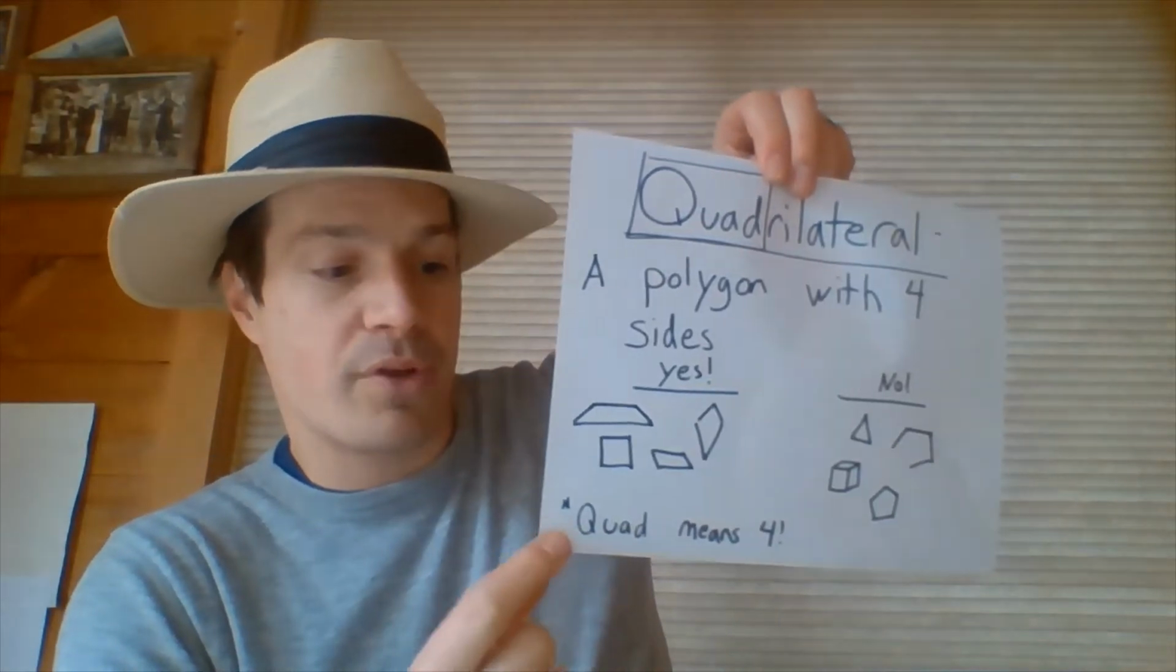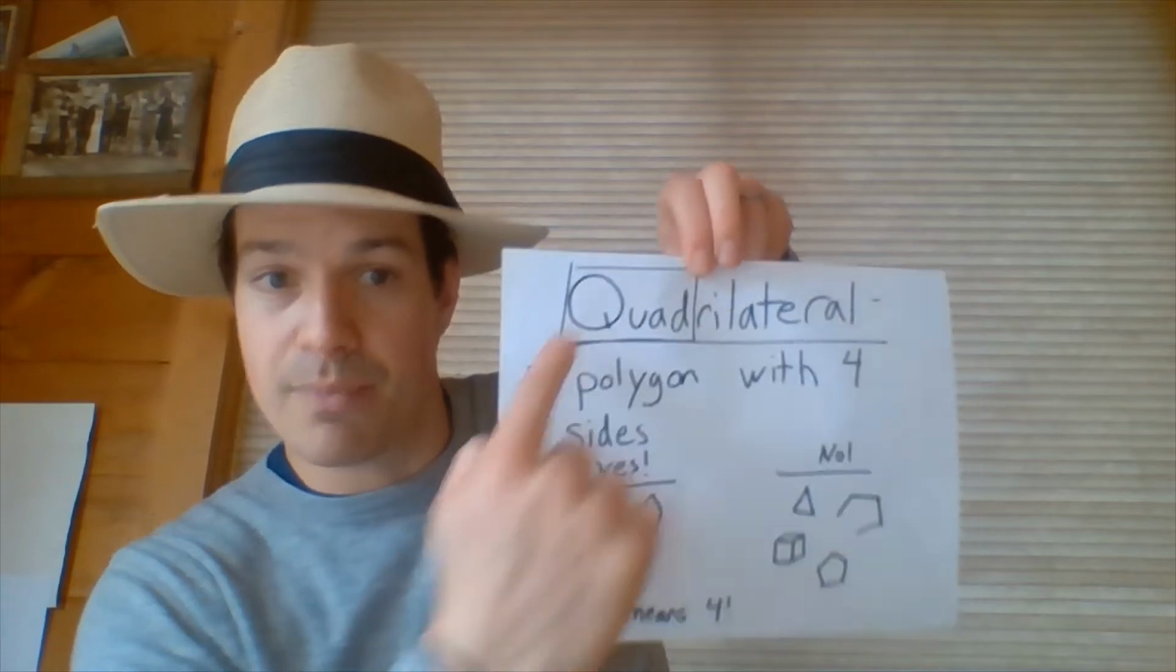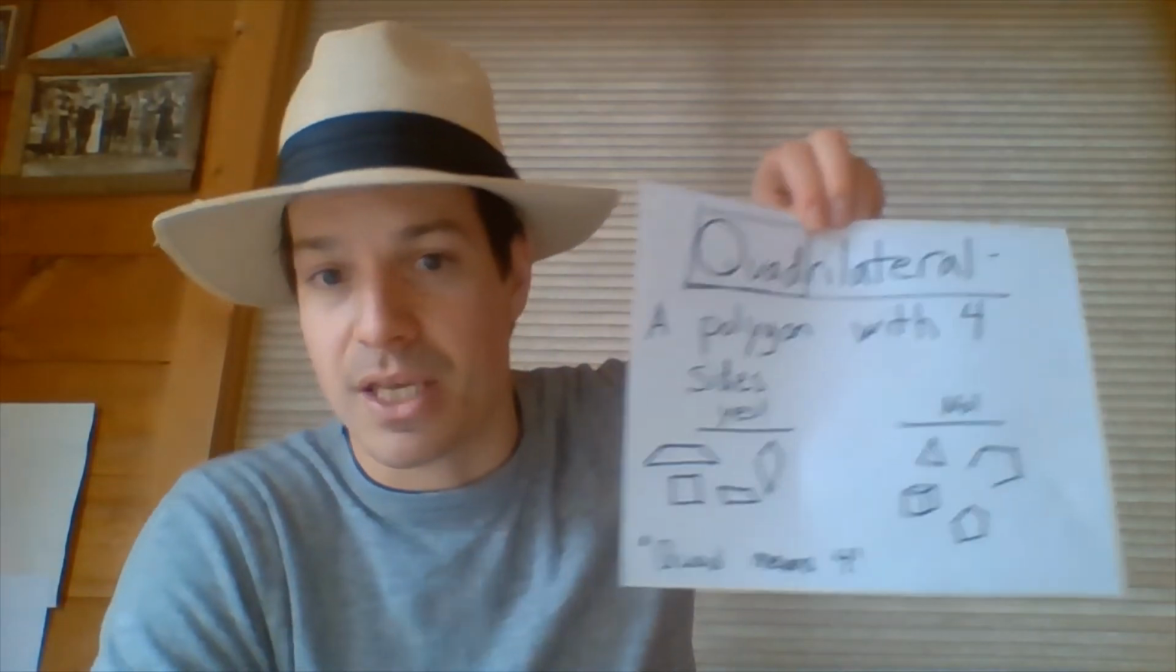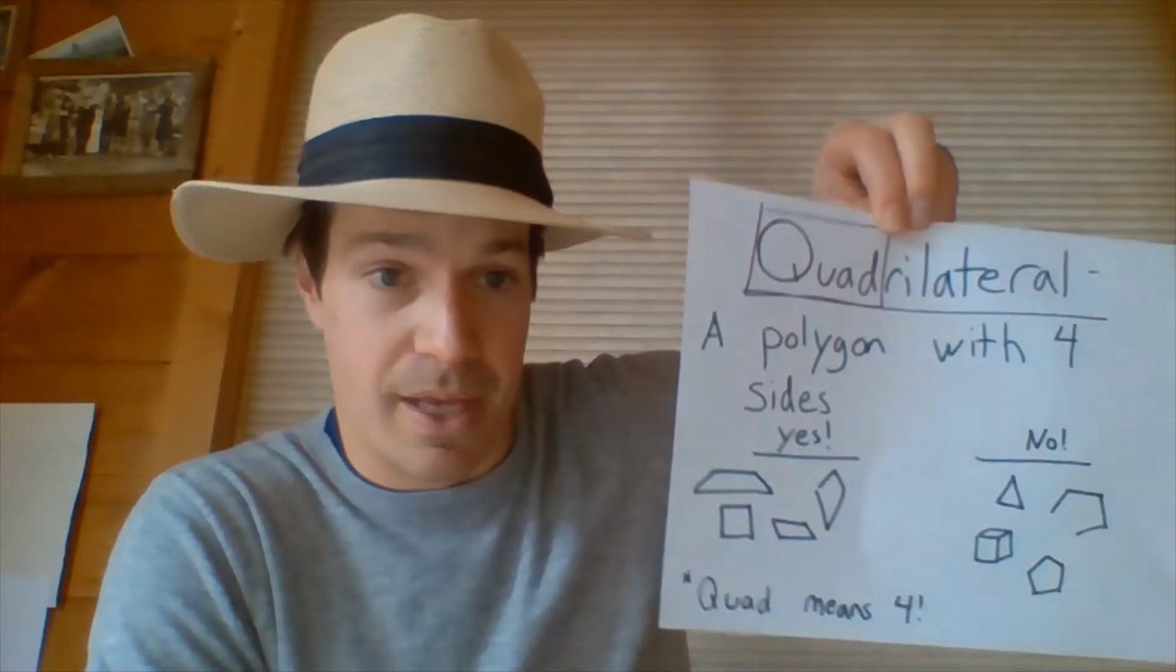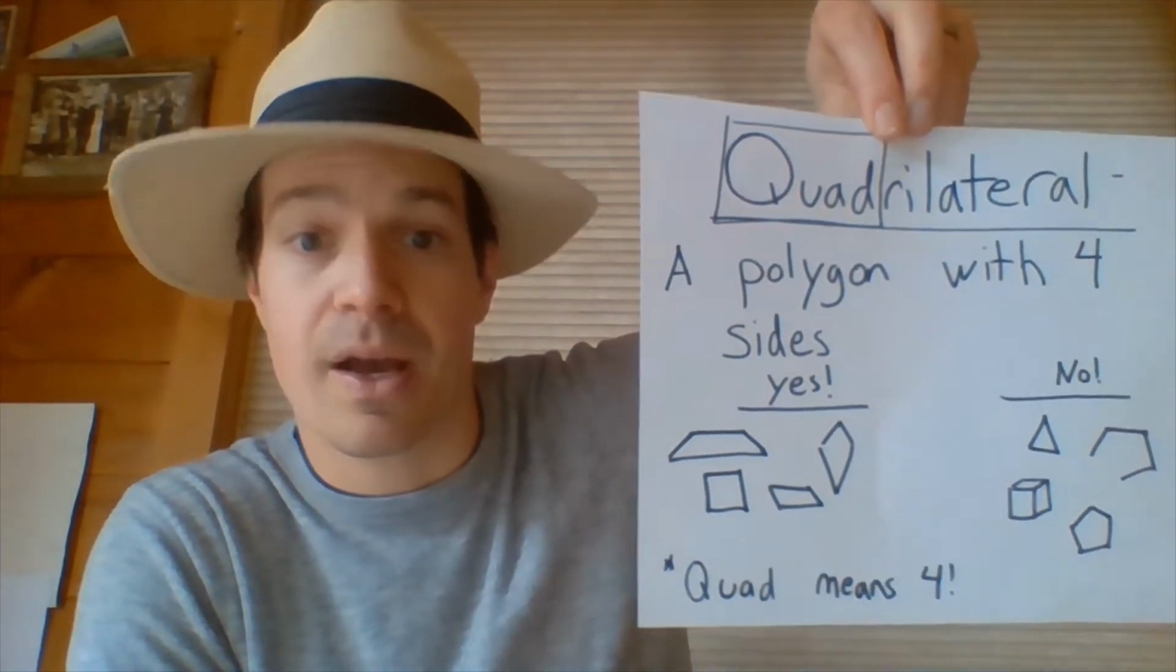The prefix quad means 4, so you can see a box here. Quad means 4. Anything that you see like a quad is going to have 4 sides or 4 something in it. Quadrilaterals are a type of polygon.